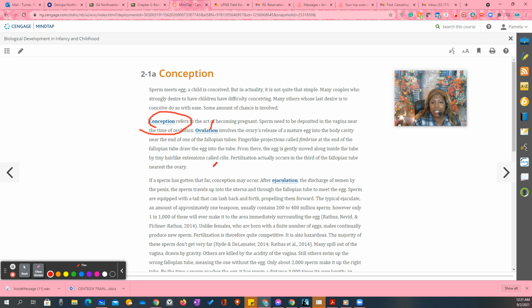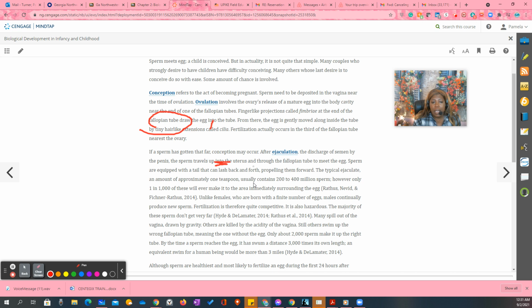Okay, so I talked about the cilia, those little hairy things that carry things up. So a sperm has gotten that far after ejaculation, the discharge of semen, it goes all the way up. A typical ejaculate is approximately 1 teaspoon and has between 20 and 400 million sperm. And you only need one. Imagine all that sperm. Unlike females, who are born with a finite number of eggs, like I said, we have the most eggs when we're born, and every month that we menstruate, we lose those eggs. Men can father children forever and ever.